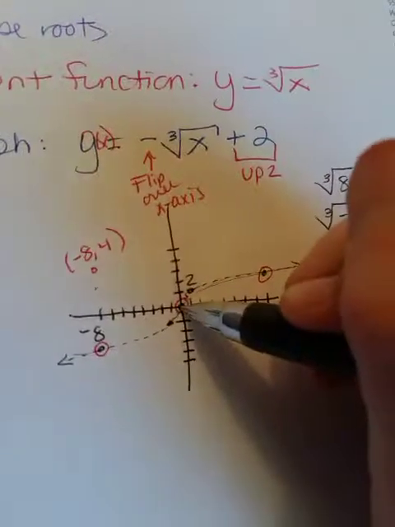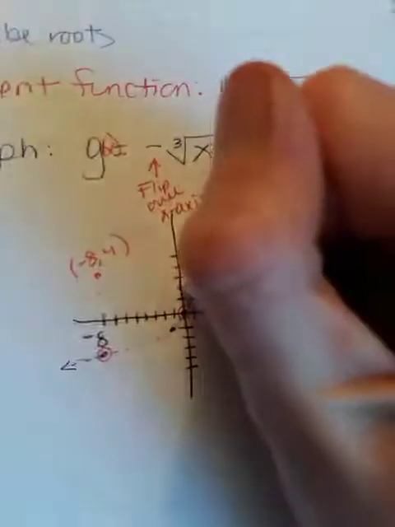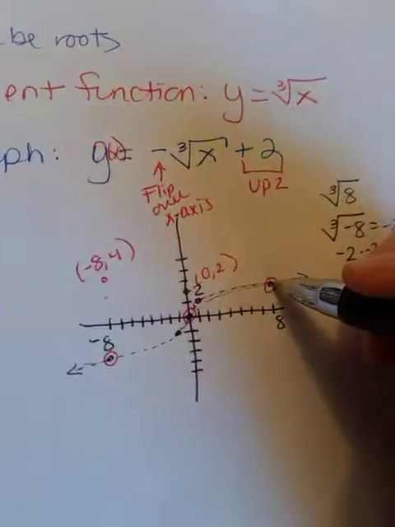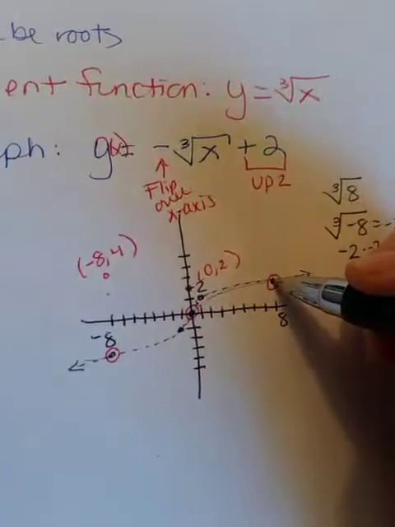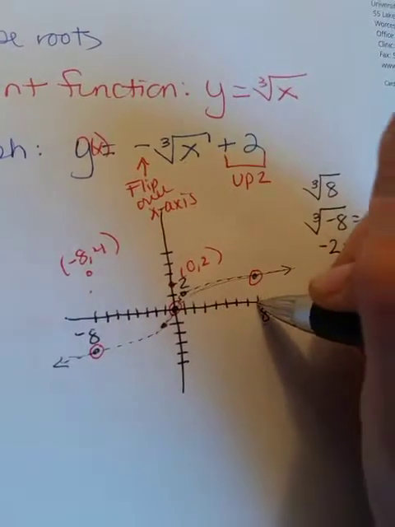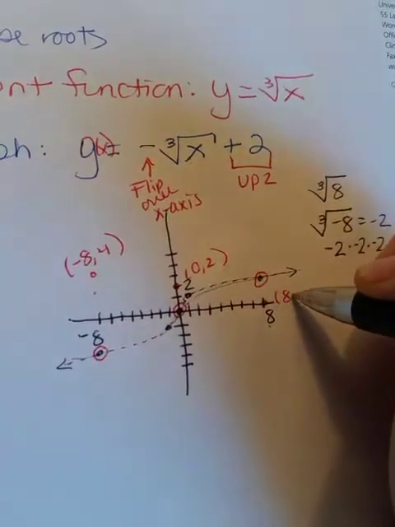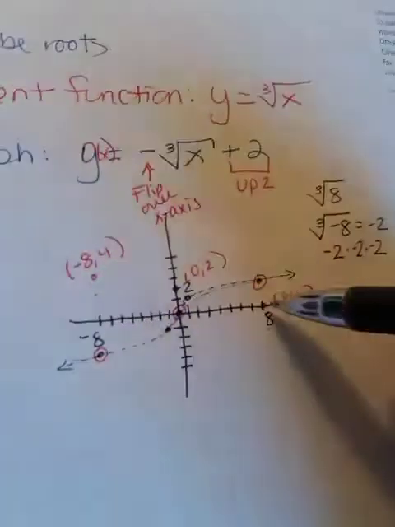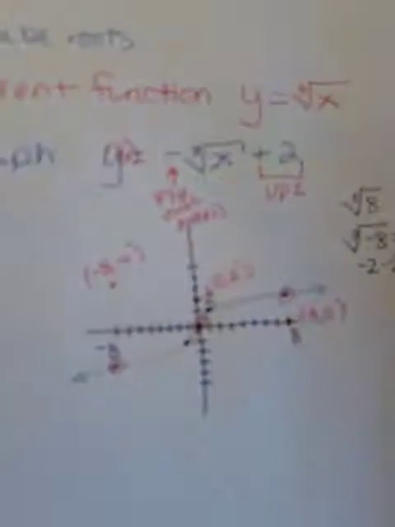0, 0 can't be flipped. All I'm going to do is go up 2. So it's 0, 2. 8, 2, flip that over the x-axis. It flips down to a y value of negative 2, and then it goes up 2. So it's right here at 8, 0. So again, I don't want you to think these 3 points make a line. I want you to remember what this graph is supposed to look like.